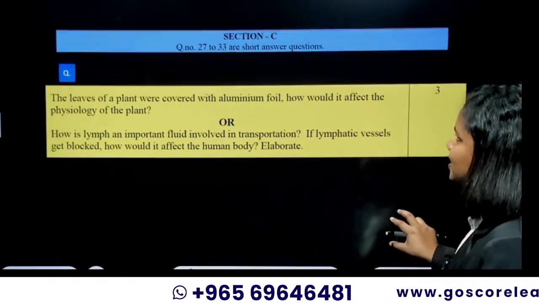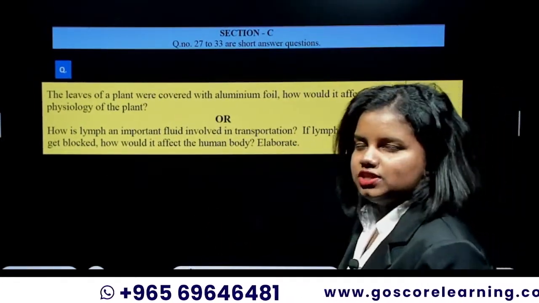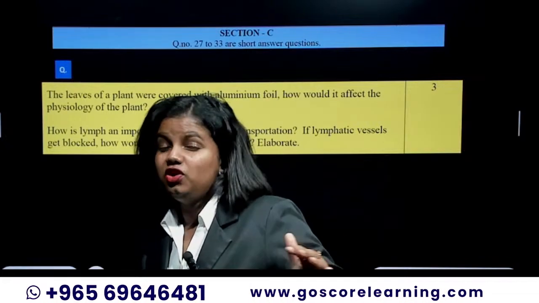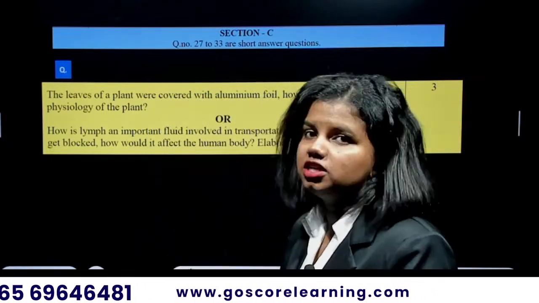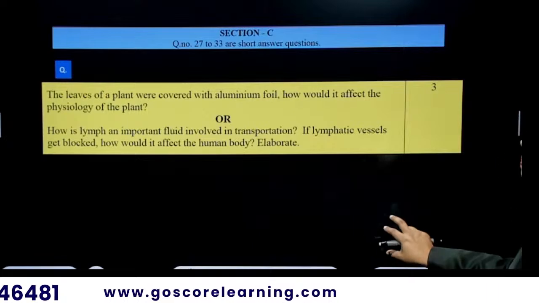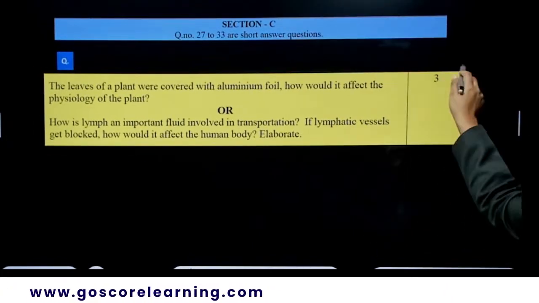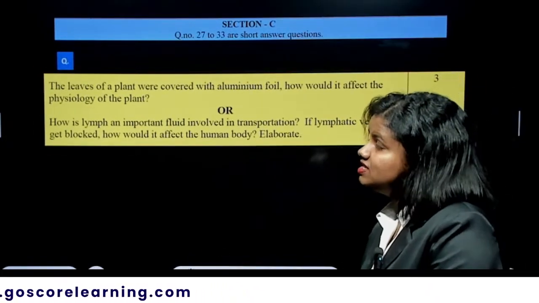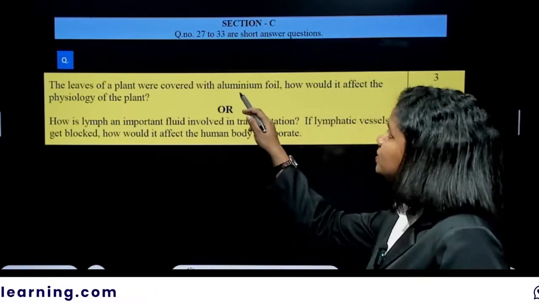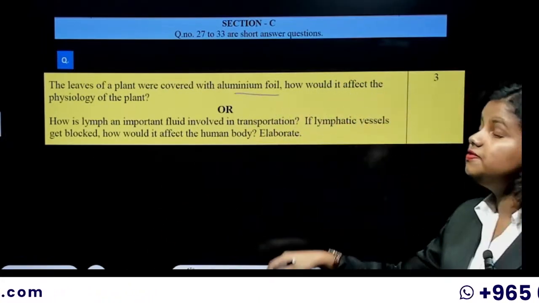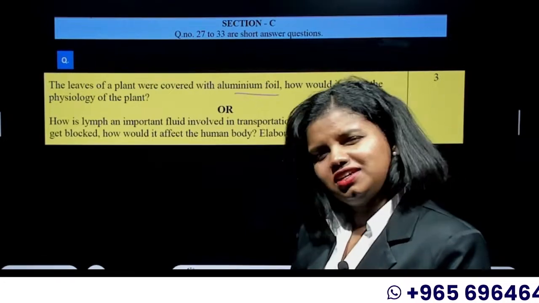Okay. So that's about it. That's how the biodegradable waste question mark distribution goes. And this is the C part, which will be carrying 3 marks. And the first question is, the leaf of a plant was covered with aluminium foil. How would it affect the physiology of the plant? I think it's a direct question.